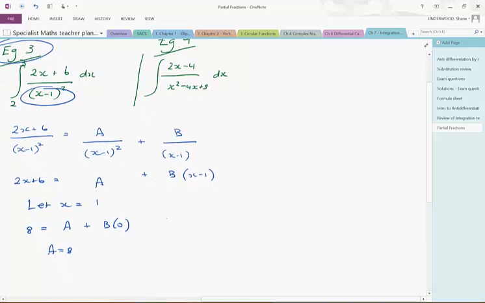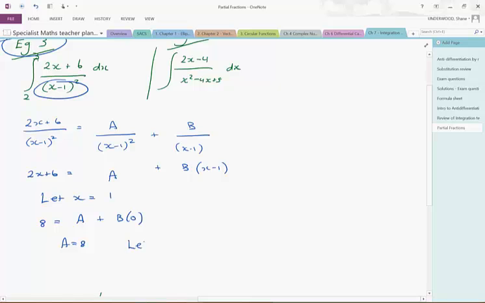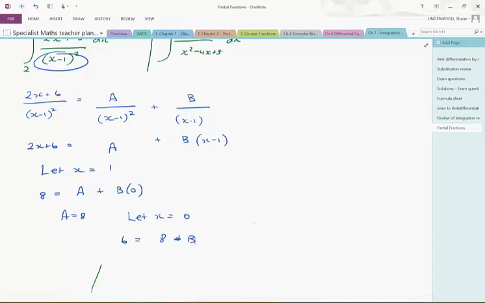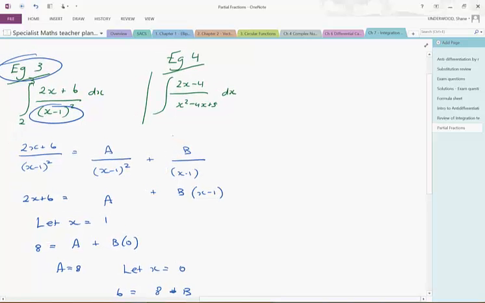And then in the second case, since I know that A is 8, I'm just going to let x be something nice and simple, like 0. That gives me a left-hand side of 6 equal to 8, which is A, we've just found that, minus B. I'm then going to add B to both sides, so B is equal to 2. So we now have A equal to 8 over (x - 1) all squared, plus B, which is equal to 2, over x - 1.